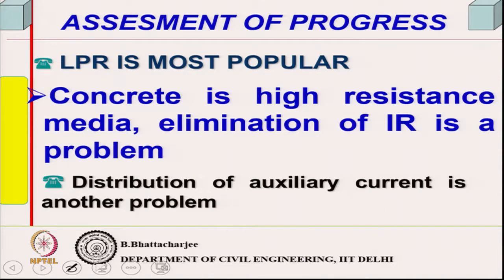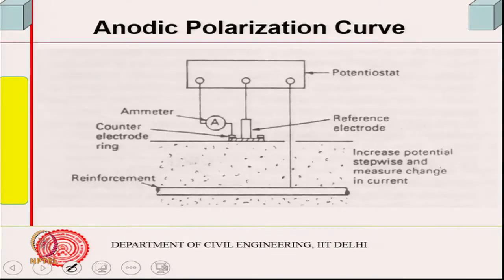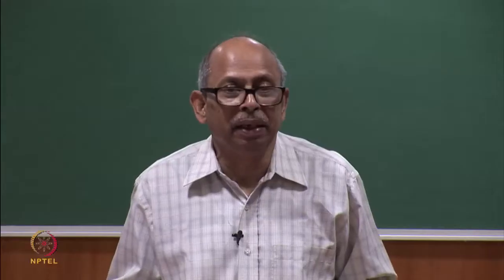Plus, the way you pass the current, for example, if you pass the current through this, its distribution is not uniform. It will not be something like this, direct vertical. It will get spread. So, how much area is getting polarized, or where your applied current is going, is again uncertain.